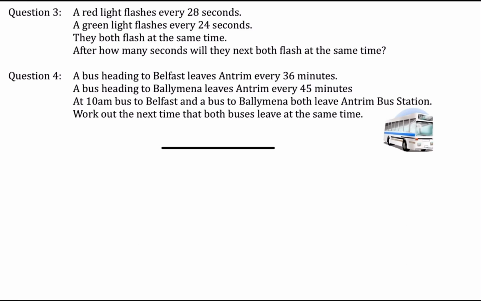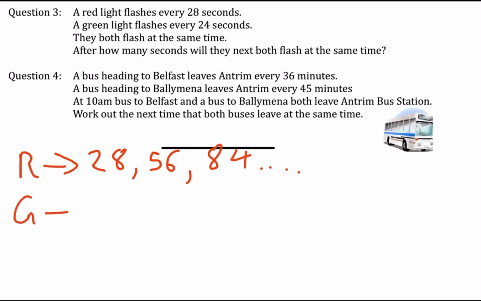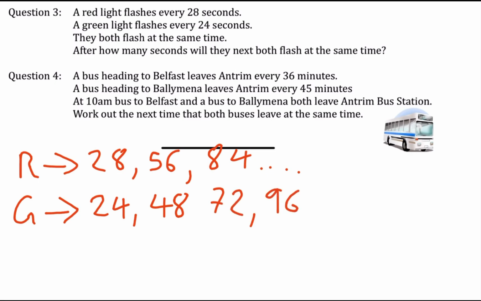Here's a worded question, or 2 worded questions that come up generally in the examination paper. It says a red light flashes every 28 seconds. So I'm just going to put here red light, and it flashes every 28 seconds. So 28, 56, 84, and so on. I can finish this off later. A green light flashes every 24 seconds. So 24, 48, 72, 96, 120. I can continue finishing the top one off.